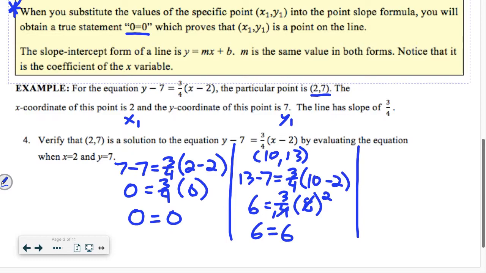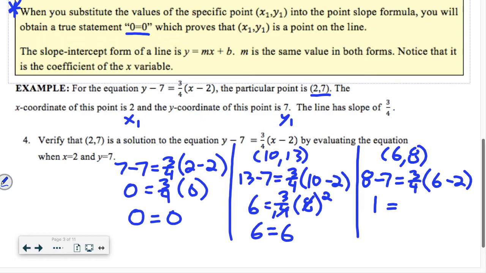Try one more, which is going to be 6, 8. So I plug in 8 minus 7 is equal to 3/4 times 6 minus 2. 8 minus 7 is 1. 6 minus 2 is going to give me 4. 4 times 3/4, the 4s are going to cancel each other out, so I'm left with 1 equals 3. That is not true. So therefore 6, 8 is not a point on this line.